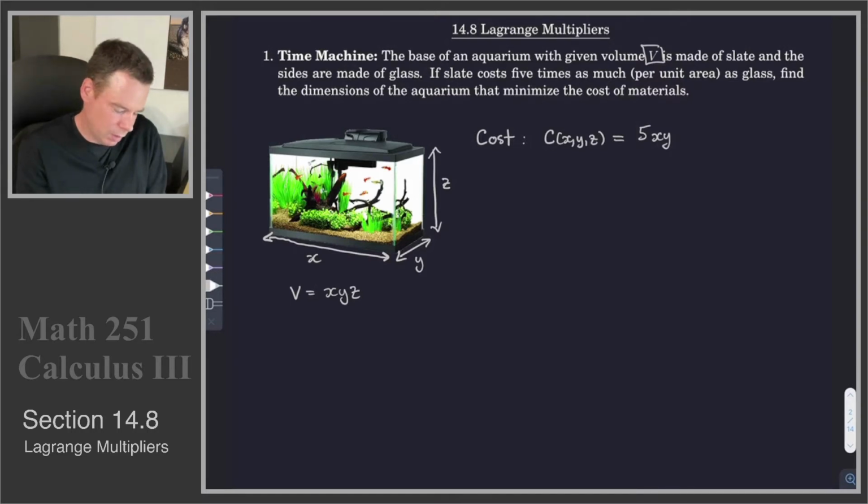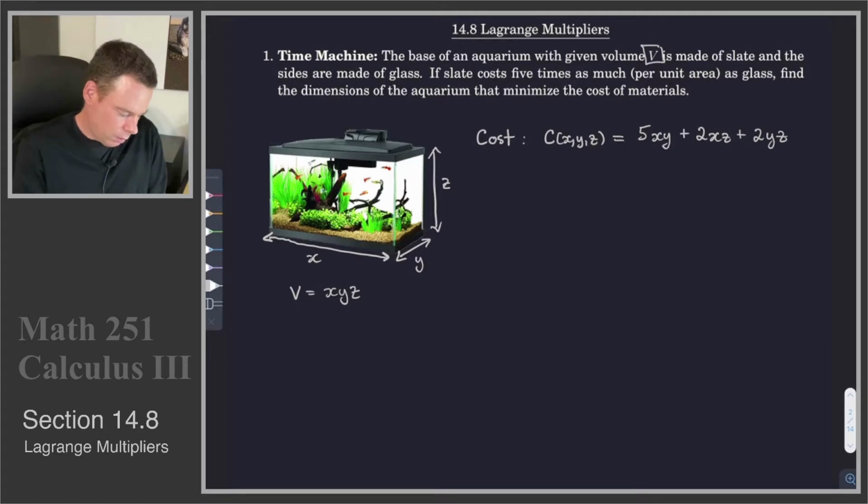So it would be 5 times xy plus, and then we've got a couple of sides to deal with. We've got the side with dimensions xz, so that's the front and the back. So we've got 2 of those, 2xz, plus 2 of the yz sides. And so that accounts for all the sides. And then there's the top, but we're imagining that we're not interested in the top. It's made of a different material. So there's our cost function.